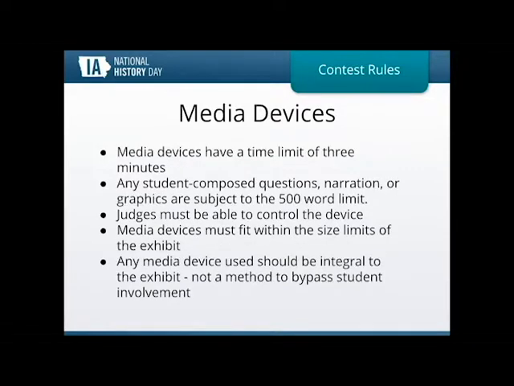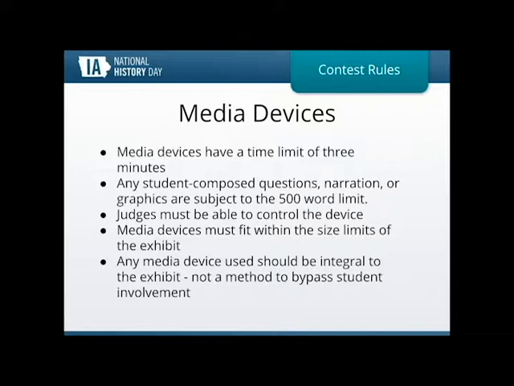We're also going to talk about media devices, because this has become more and more popular with the exhibit category. Media devices have a time limit of 3 minutes. Any student-composed questions, narration, or graphics are subject to the 500-word limit. So for example, if you recorded an interview and you're also recording your questions to the interviewee, that would be subject to the 500-word limit.